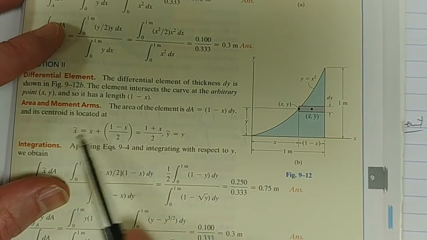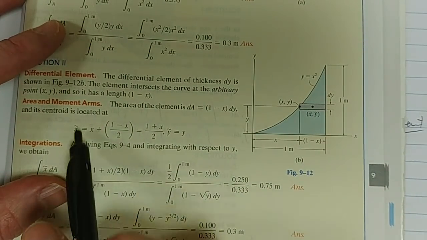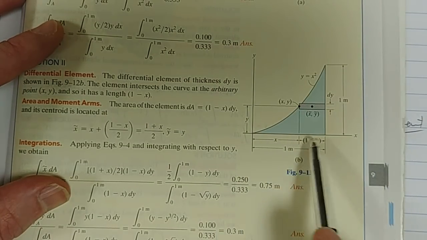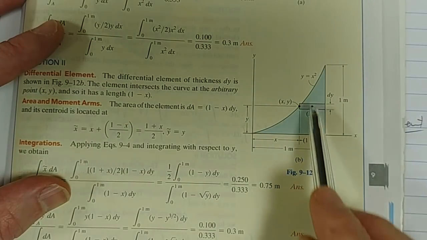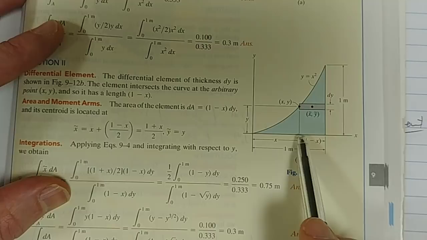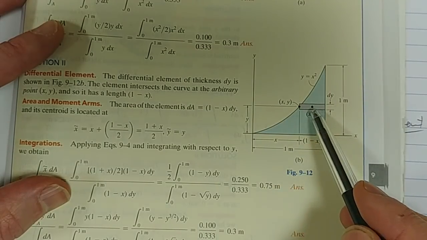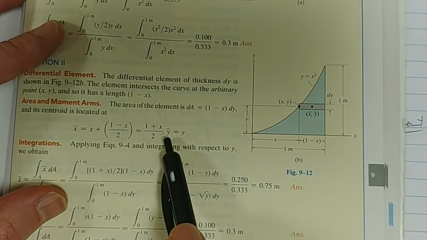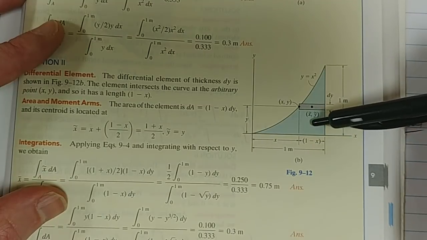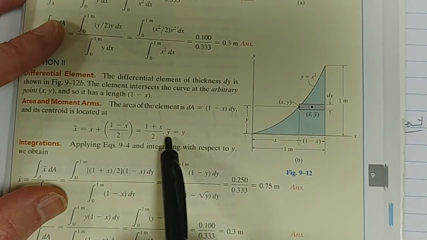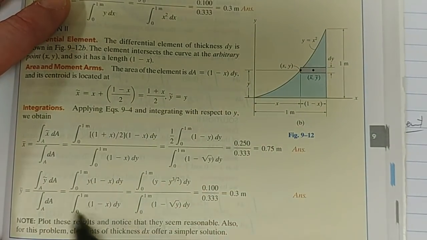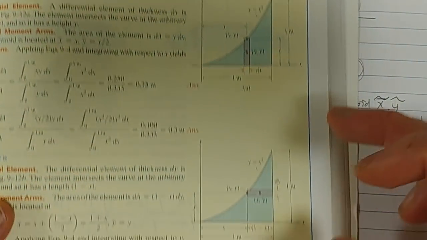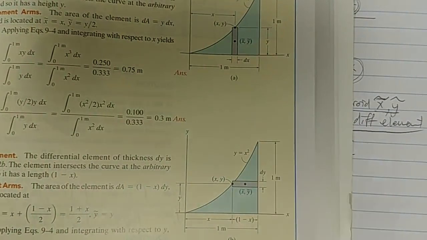Now what about the location of the centroid of the element? We're looking for that point there. So it's going to be x plus that length divided by 2. It's this length plus this length over 2 to get to there. So that's x plus (1 minus x) over 2. Then what about the y tilde? Y tilde is just simply going to be y. You plug all those in and you solve. Hopefully this has given you a basic idea of how to go about solving area centroids. Cheers.